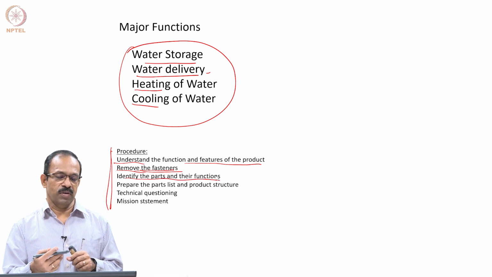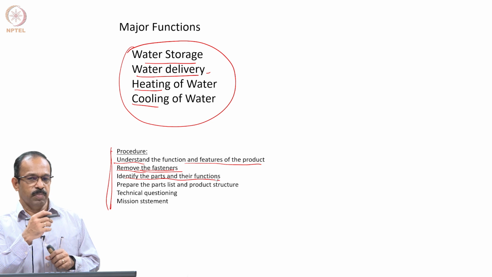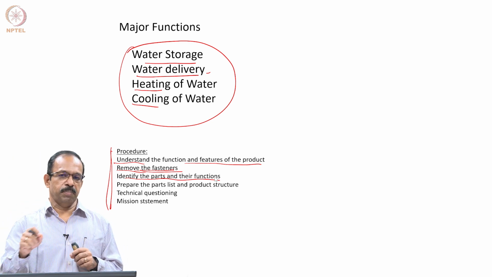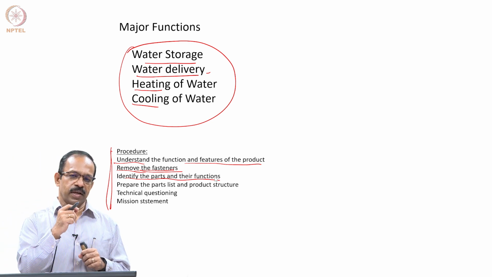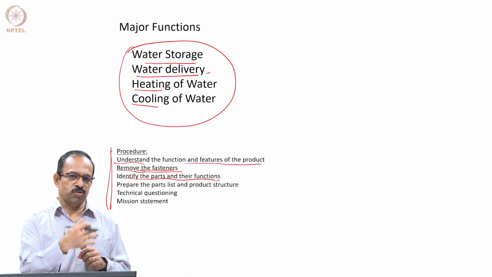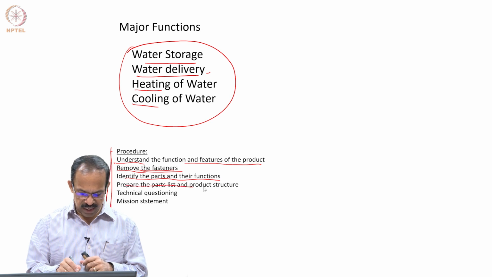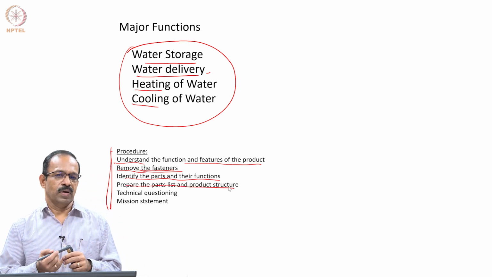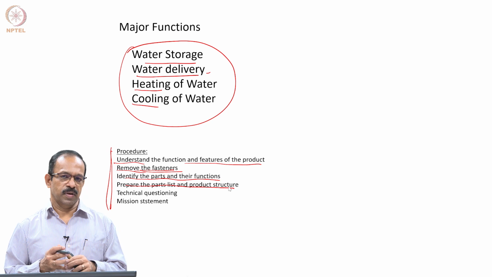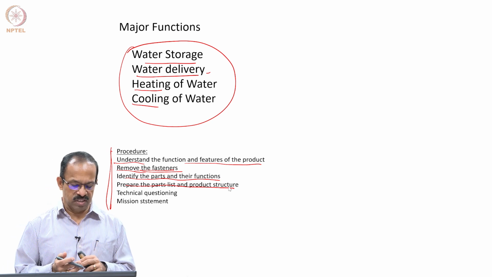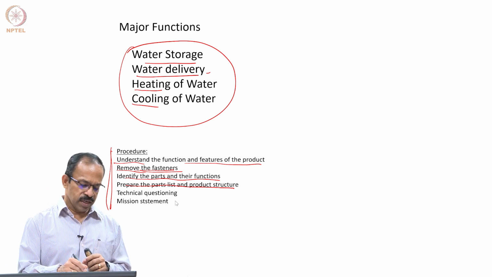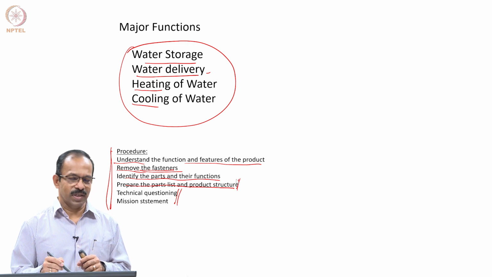So whenever you remove the fasteners and then other parts, keep a record of this. Please number the parts and keep a record of each part that you are removing and the procedure by which you are removing it, and then prepare the parts list and product structure. So after taking out all these parts, you prepare the parts list and the product structure, and of course you need to reassemble it.